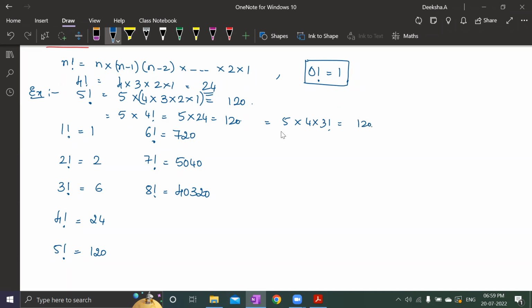So basically, if you want to write any factorial, you can expand, and wherever you don't want to further expand, you can stop there and write a factorial. Is that clear? Here we have written 5 factorial as 5 into 4 factorial, which can further be written as 5 into 4 into 3 factorial. All of you understood this?